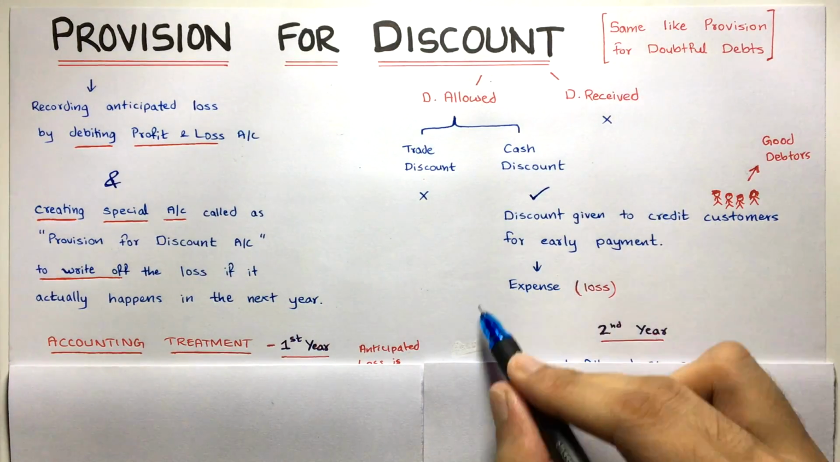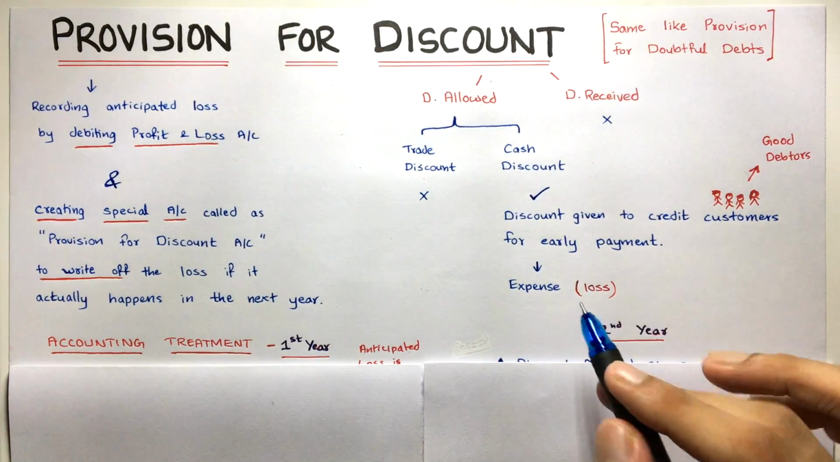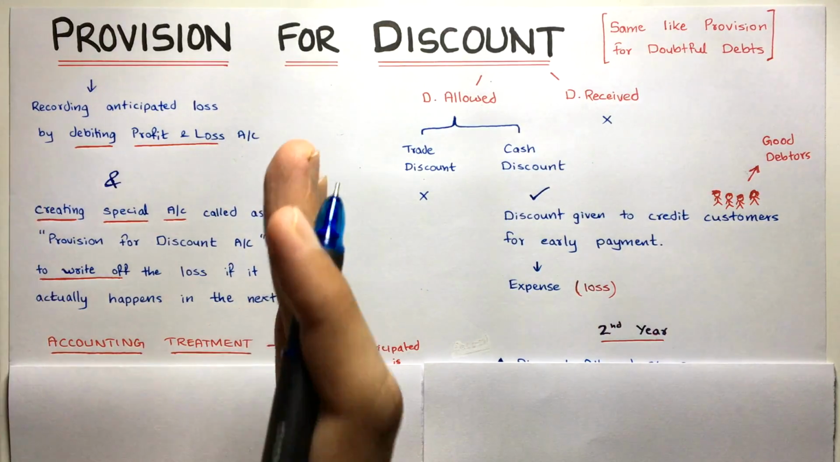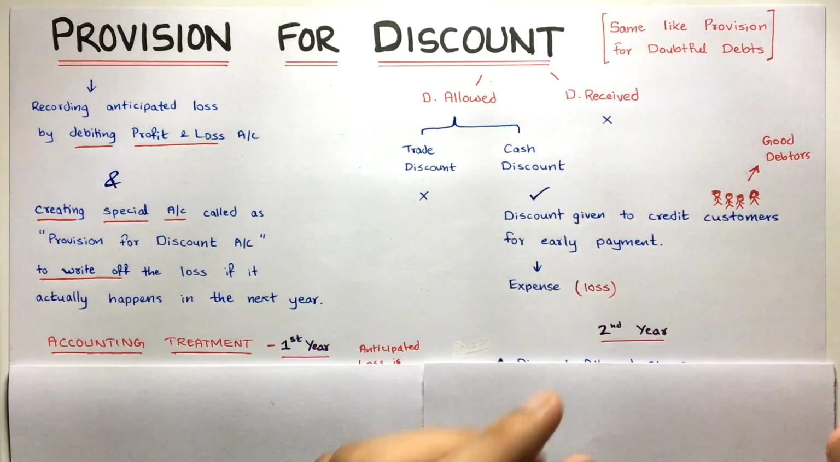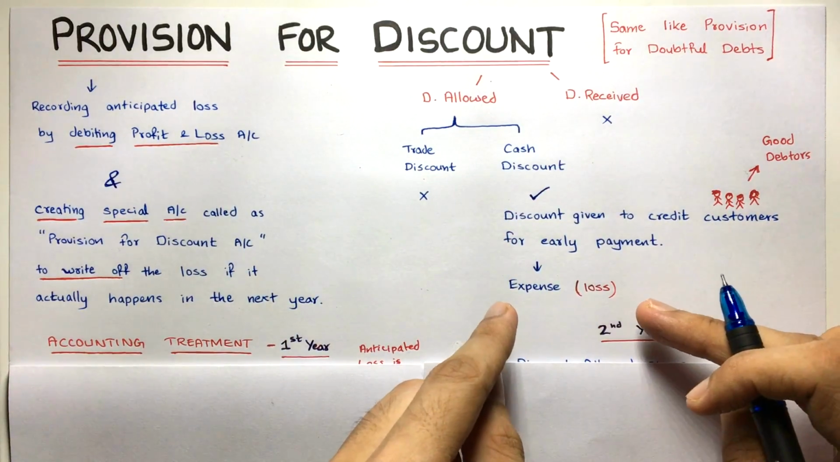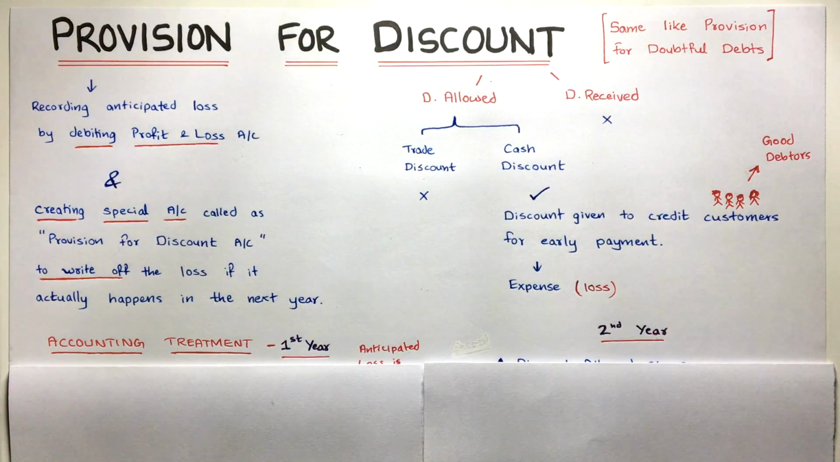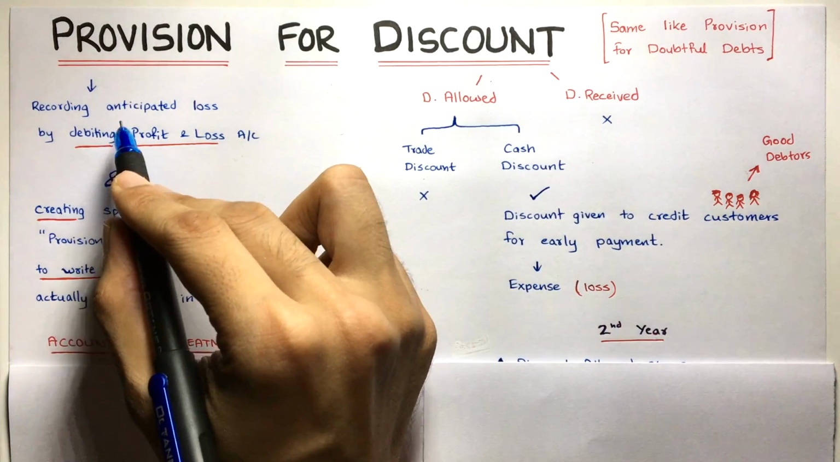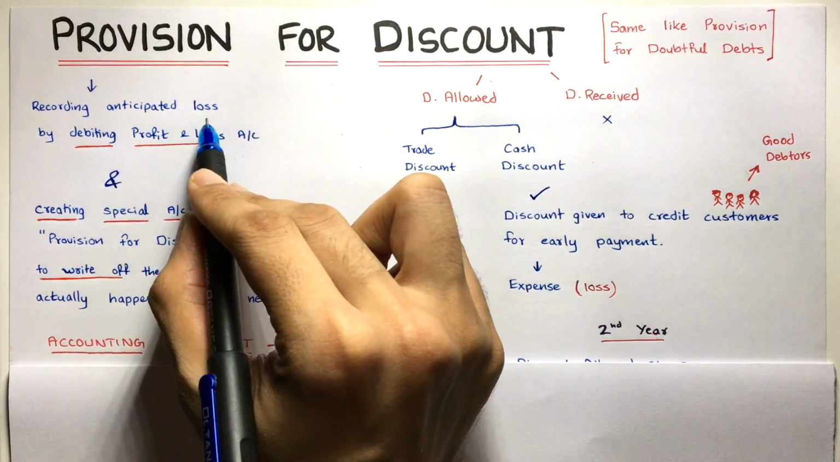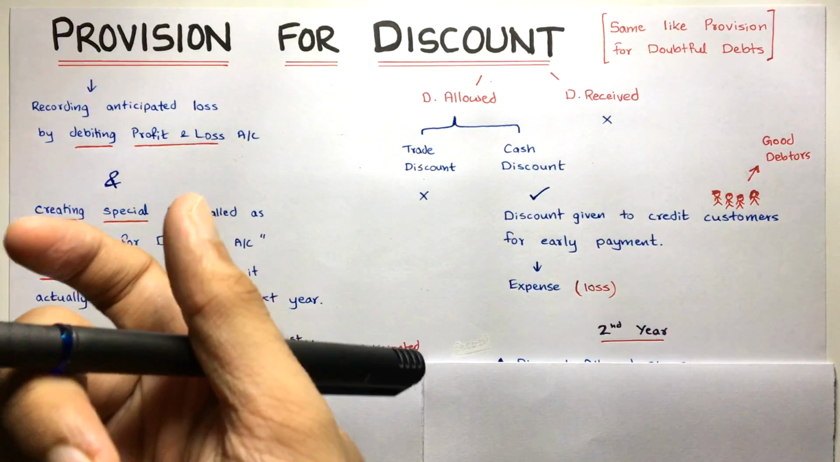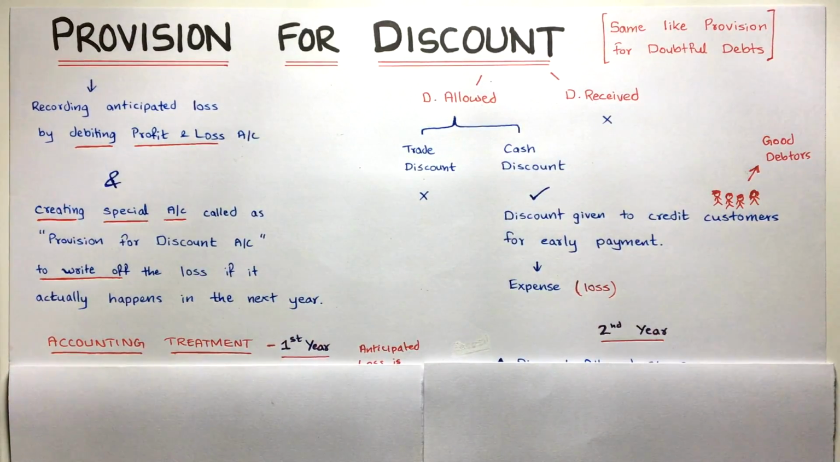So that is an expense. You all know that, right? So in year one only, you are expecting that in year two, I will have to incur these losses. Okay, maybe not 100% true. Maybe you have an estimation here in your mind, right? So that estimated loss is called in accounting an anticipated loss. You have anticipated some loss that may happen in future, right?